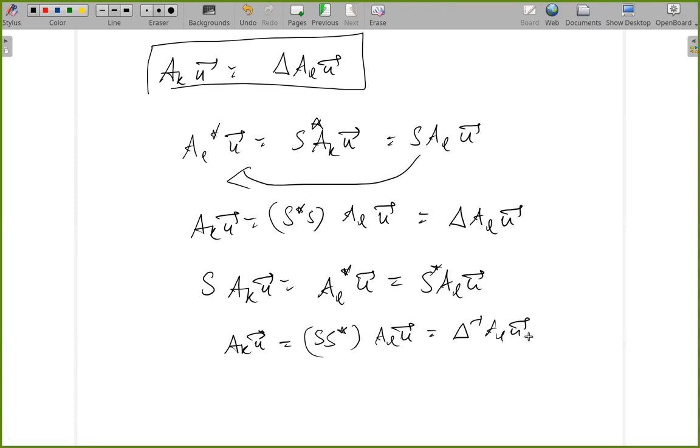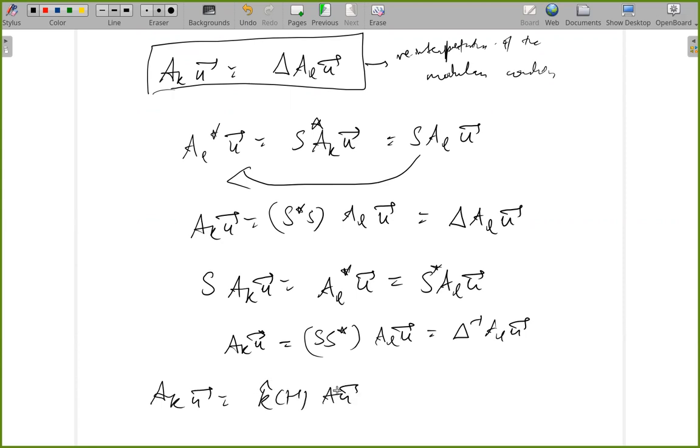So instead of wasting too much time on this, the conclusion will be that once you figure out what exactly should appear, S or S star, the final answer is that you will get AK U equals delta AL U. This you will call the reinterpretation of the modular condition. And then the conclusion that you reach is AK of U is equal to K hat H of AU. That was what we had observed anyway, just using the definition of Fourier transform and the way AK was defined. So you can say AK U is equal to K hat H AU is a consequence of the way the operator AK was defined. And then you have this is delta AL of U.